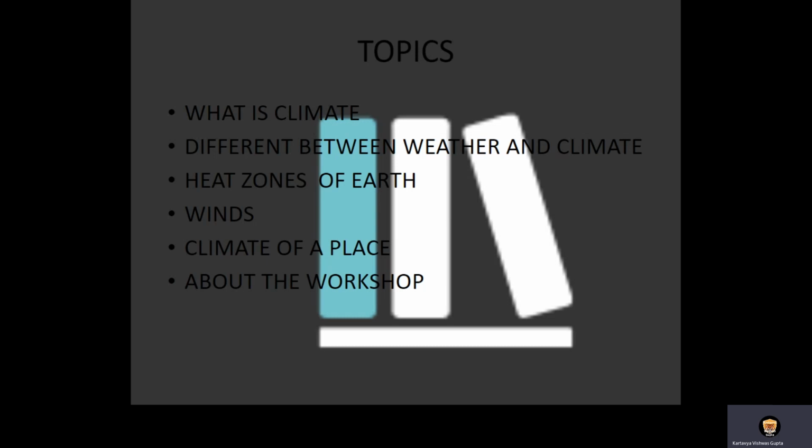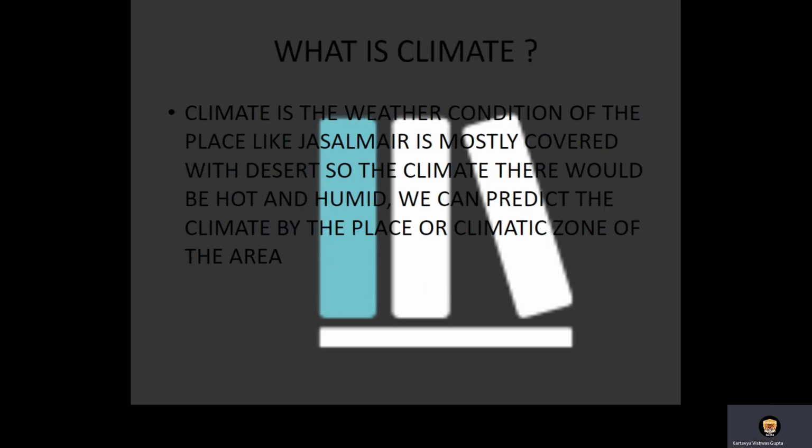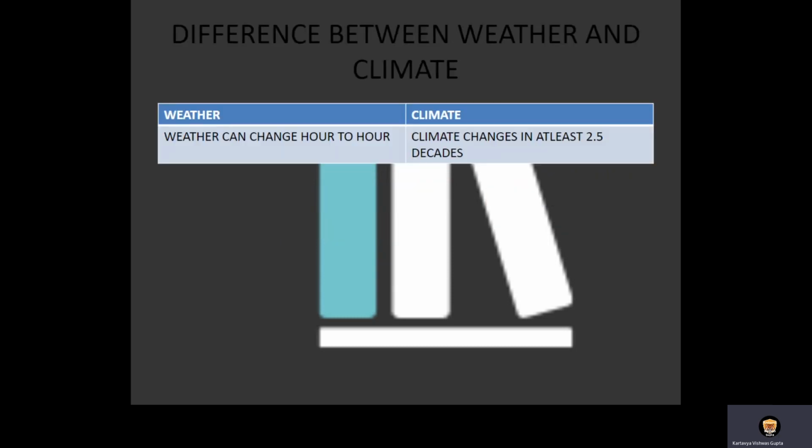What is climate? Climate is the weather condition of the place. Like Jaisalmer is mostly covered with desert, so the climate there would be hot and humid. We can predict the climate by the place or climatic zone of the area. Climatic zone is also known as heat zones.